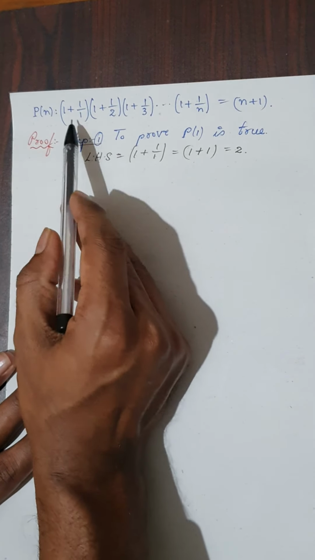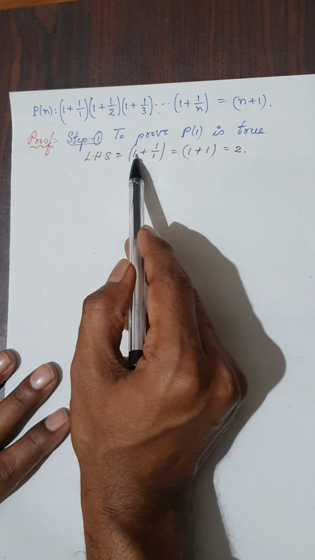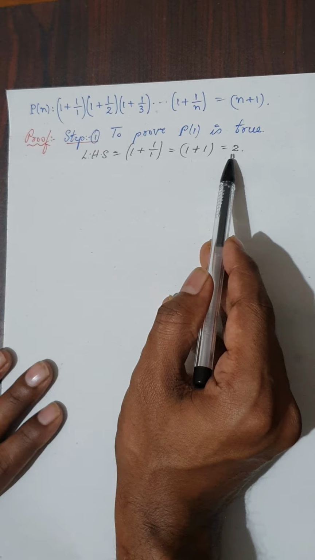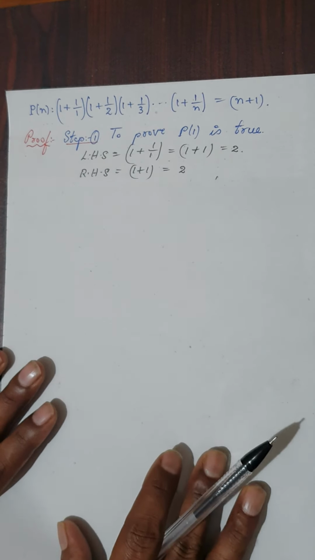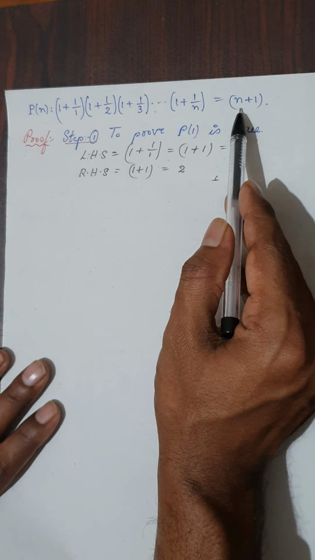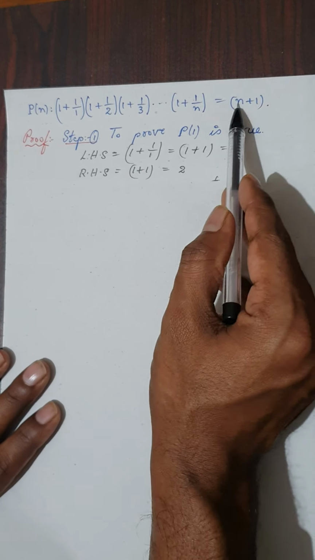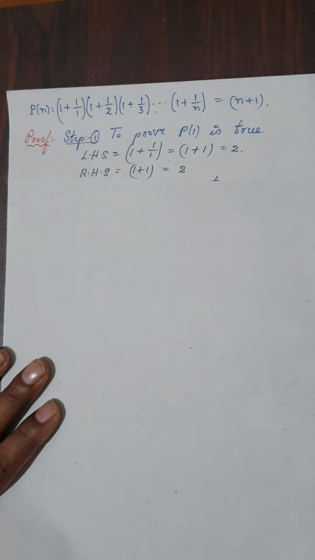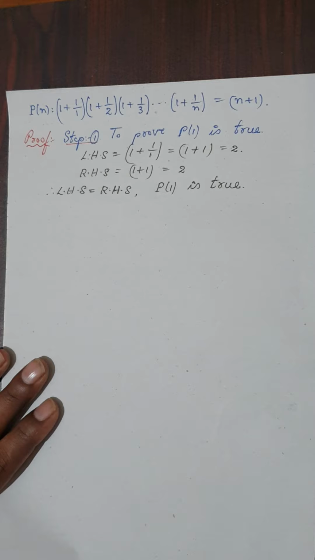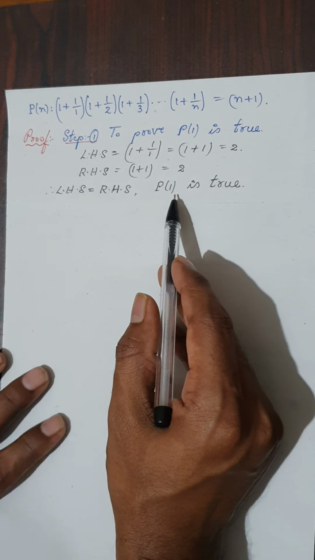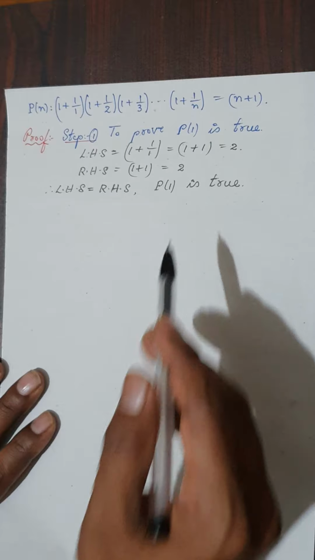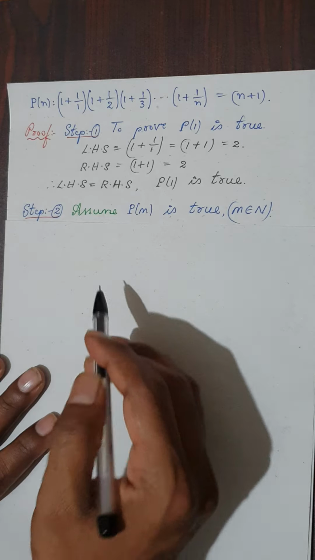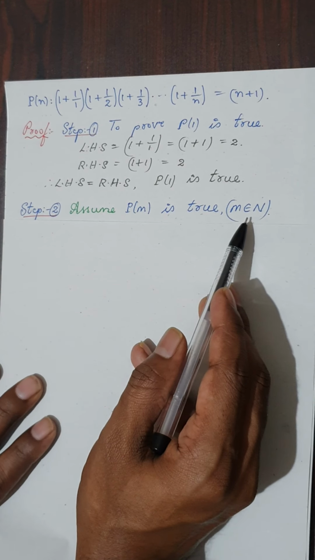So first step, your LHS is, take the first term which is 1 plus 1 by 1. We know 1 by 1 is 1. If you add up, you will get 2. Similarly, if you take your RHS, put n equal to 1 in the RHS term, so you will get 1 plus 1, and 1 plus 1 is quite clear, it is 2. Now you can see your LHS is equal to RHS, hence we can conclude the first step is clear, that is P of 1 is true, right? Moving on to step 2, which is quite simple. We are going to assume that P of m is true for some m belongs to N.